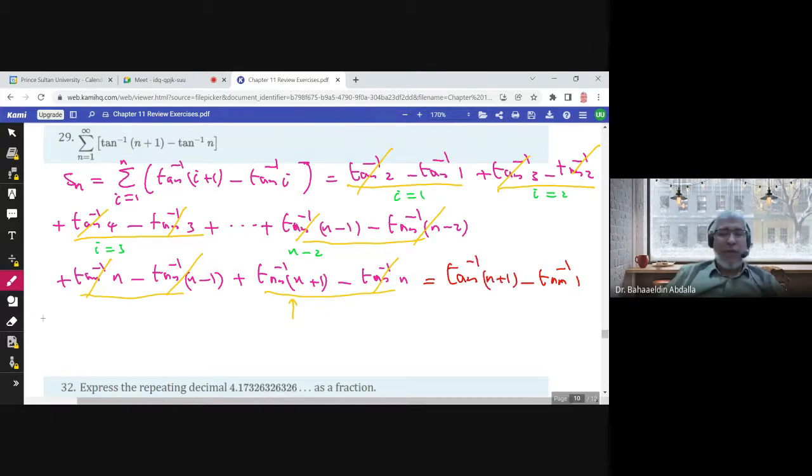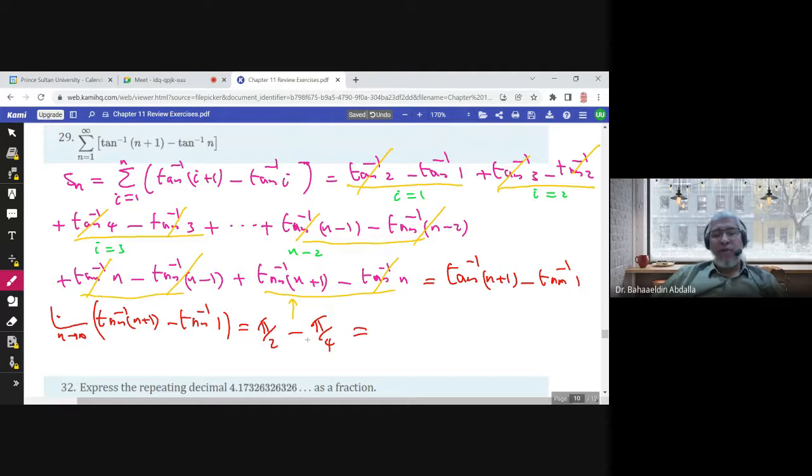Okay, so this is Sn, and we can find now the limit of Sn when n goes to infinity. And the limit of Sn will give you the sum. So the limit of tan inverse (n plus 1) when n goes to infinity would be tan inverse infinity. And you know the limit of tan inverse when n goes to infinity is pi over 2. And tan inverse 1 is pi over 4.